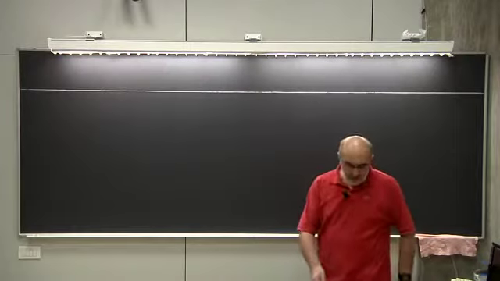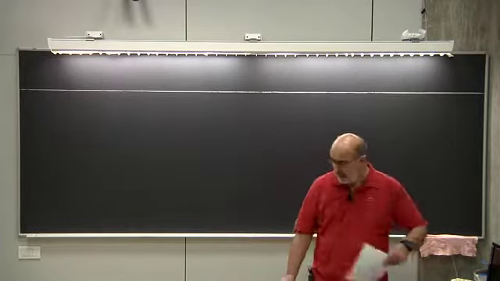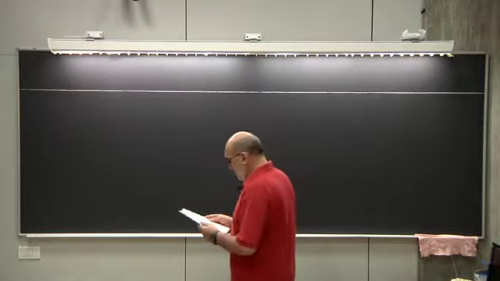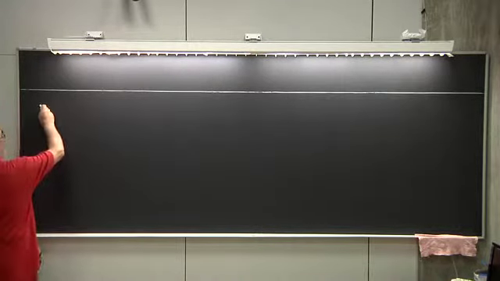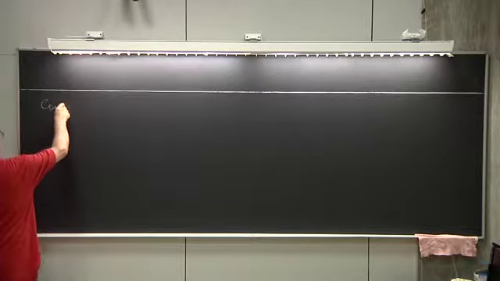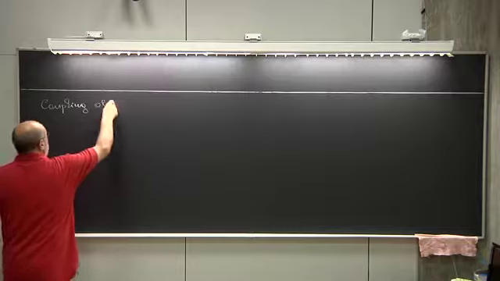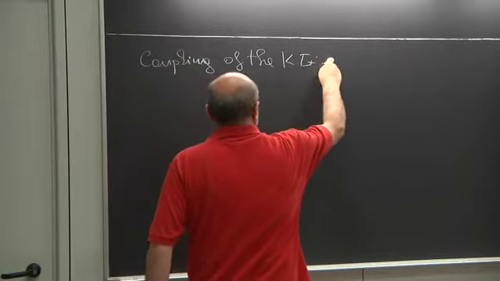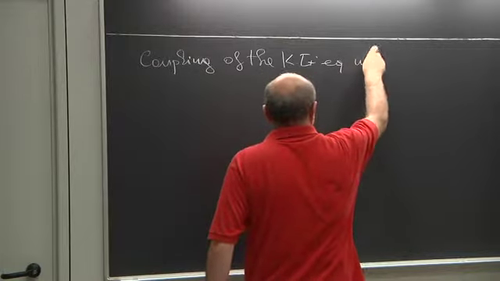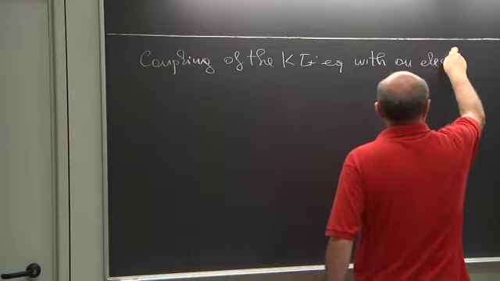Okay, today we will finish the Klein Gordon part and then start with the Dirac equation. Well, the part that we will do now is the coupling of the Klein Gordon equation with an electromagnetic field.